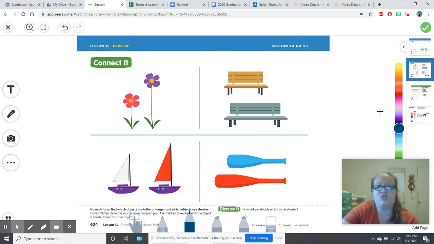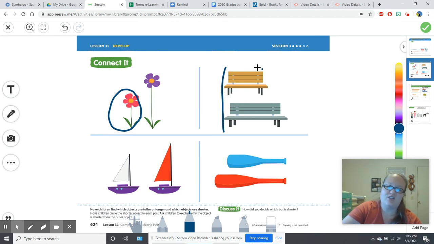We are focusing on shorter. So for each of these pictures here, I want you to circle the item that is shorter than the other. So let's look at these flowers. There's a pink flower and a purple flower. Which one is shorter? Excellent. The pink flower is shorter. How about these two benches? We saw these in the picture from yesterday, but now they actually have them lined up so we can see which one is shorter. Excellent job. The brown bench is shorter than the gray bench.